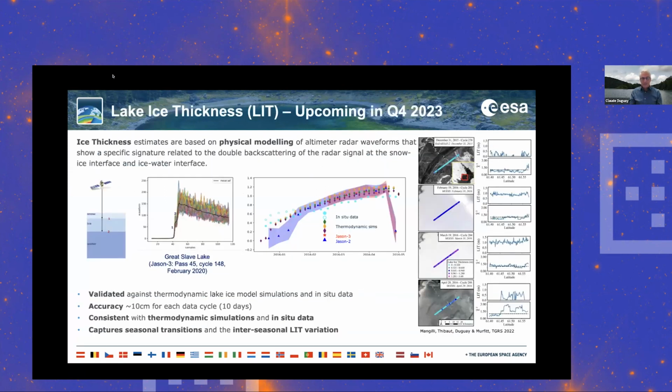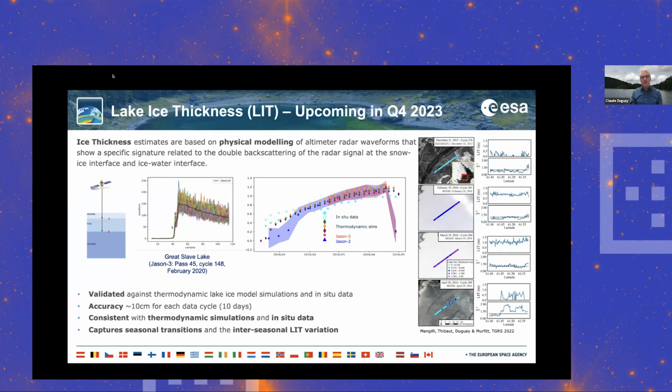Lake ice thickness is a new product that is being introduced in Lake CCI. It's relatively new. So at this point in time, it's been derived, and there's a product, a time series being produced since 2002 for a single lake, Great Slave Lake in northern Canada.